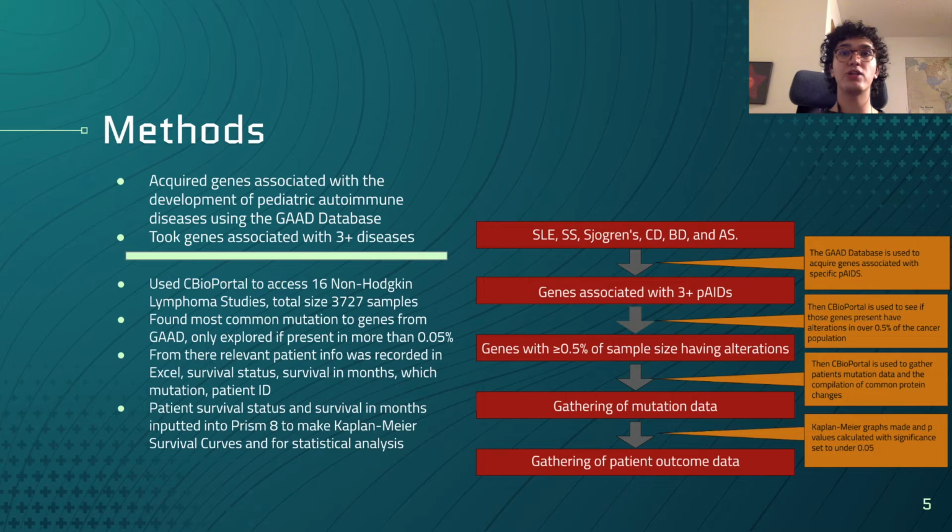From there, relevant patient information was recorded, such as their survival status, survival in months, what mutation they had, and their patient ID, all into Excel. And then we also inputted the patient survival status and survival in months into GraphPad Prism 8 to make Kaplan-Meier survival curves and to calculate significance and for statistical analysis.